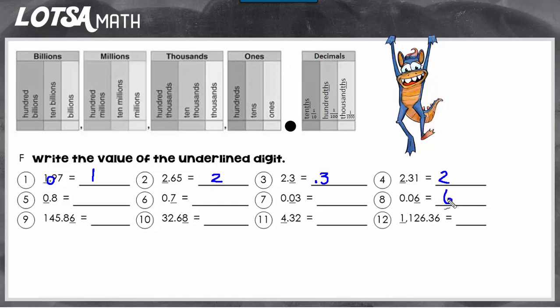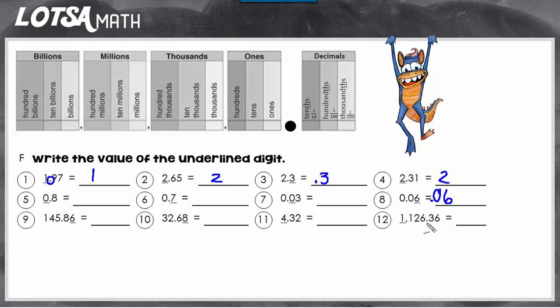So we can't just write a 6, and we can't just write a 0.6 either. We have to show that that 6 is in the hundredths place by creating a decimal and then adding a 0 for the placeholder for the tenths, so that the 6 actually falls in the second place to the right, the hundredths place. All right, let's look down again to this one.